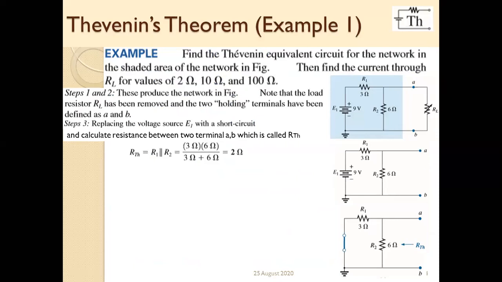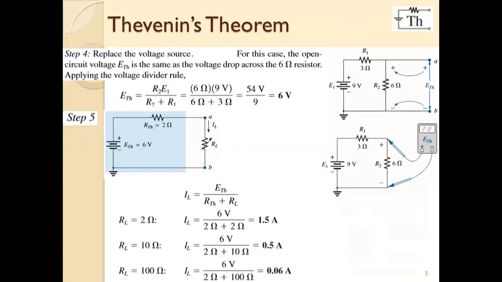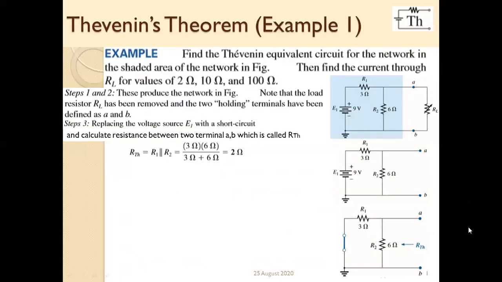Step number 3, calculate the resistance between A and B such that if there is any voltage source, replace it by a short circuit, and if there is any current source, replace it by an open circuit. And then calculate the resistance between the two terminals, which is called the RTH.